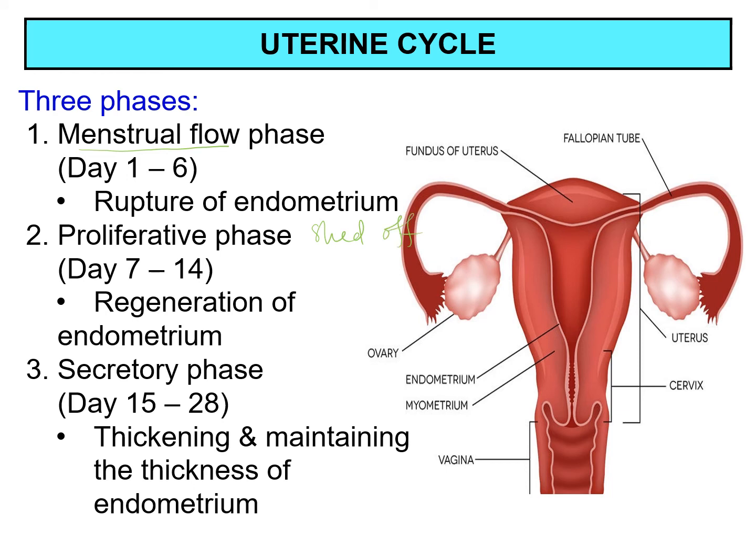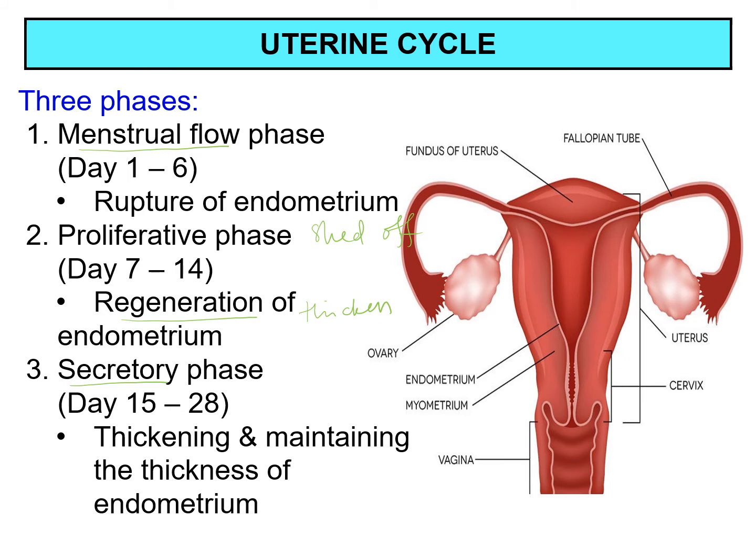And then proliferative phase is when the endometrium is being regenerated, start to thicken, menebal. And then secretory phase is the process of secretion of the endometrium. Jadi secretion ni adalah secretion nutrients, cecair yang ada nutrients, yang ada bahan-bahan untuk mengukuhkan dinding endometrium. Dinding uterus, the endometrium. Jadi ada 3 dalam uterine cycle.